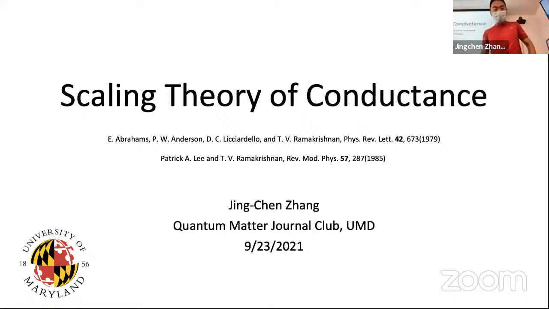So let's start today. Today I want to talk about the scaling theory of conductance, which was initiated by Wagner and these four authors in the 1980s. Patrick Lee and another author wrote a very nice review paper in 1985, and that paper was regarded as the start of the area of disordered electronic systems.